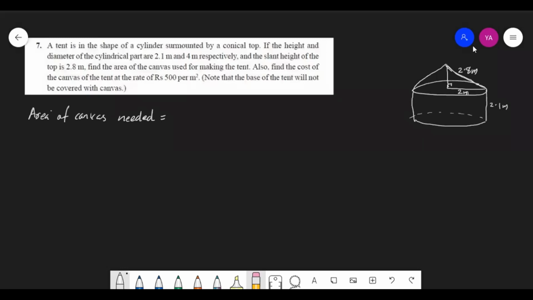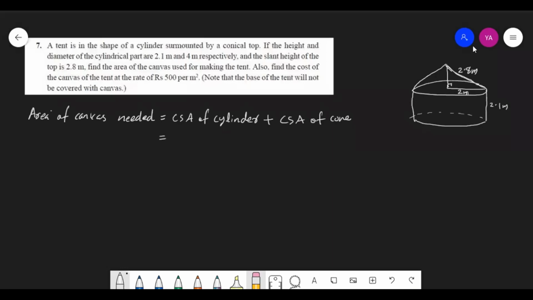CSA of the cylinder shape plus CSA of the cone. So this is what we want to do: CSA of cylinder plus CSA of the cone. This is what we want to get. So we can write here.